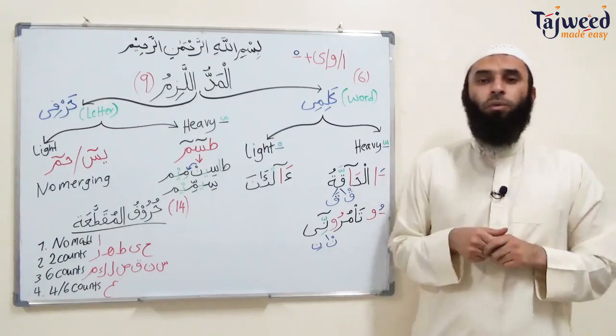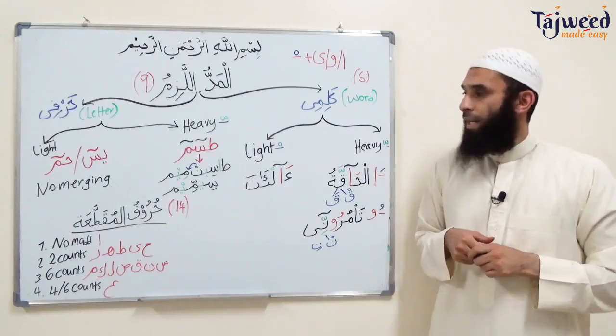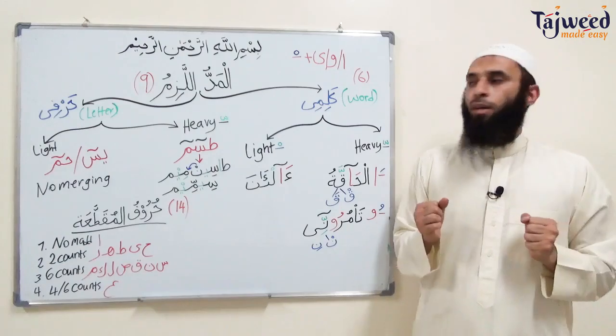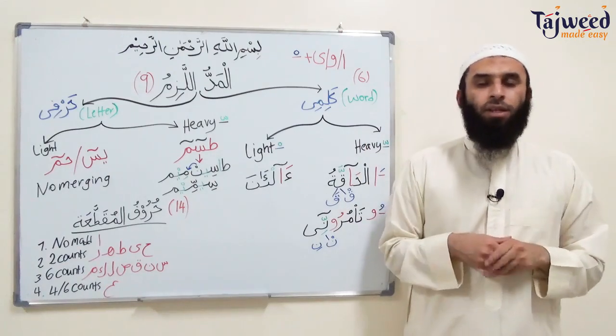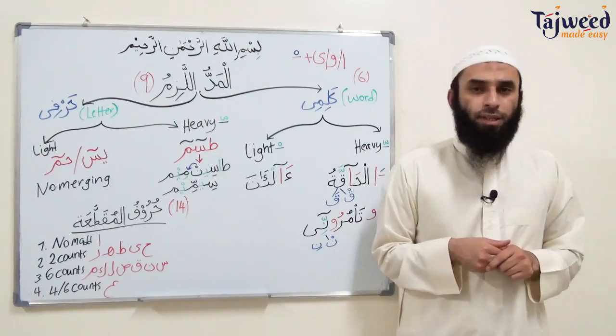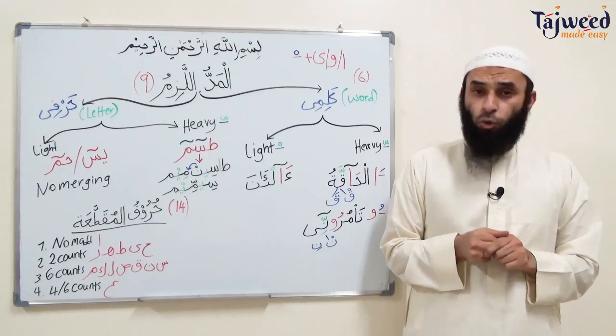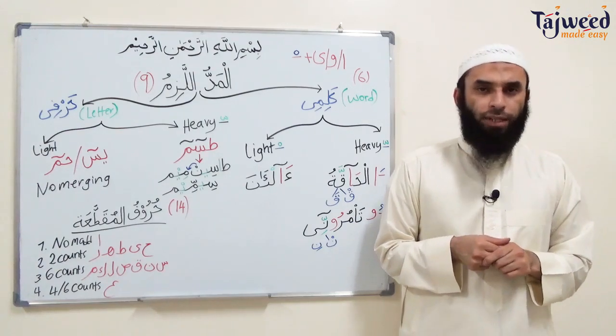So today we looked at the mad al-lazim, what makes mad lazim, and the different categories and how many counts. Inshallah, in the next lesson, we're going to start the makharij al-huruf, articulation points of the letters in the Arabic alphabets.